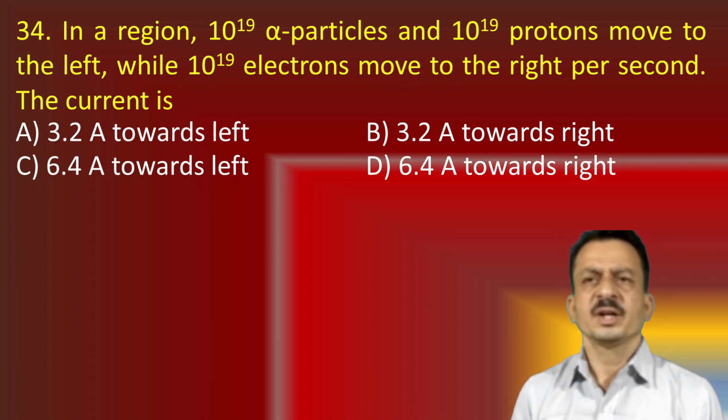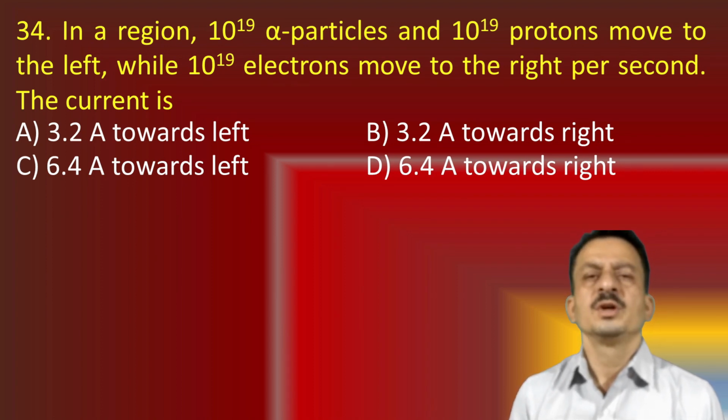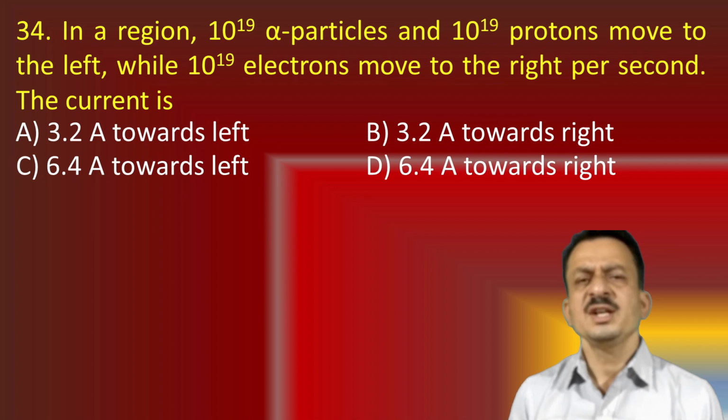Now here, alpha particle and protons. What is an alpha particle? It is nothing but a helium nucleus having 2 protons. It is moving towards the left. It is positively charged. Proton is also positively charged, and it is also moving towards the left. Both are moving towards the left. But electron is moving towards the right.